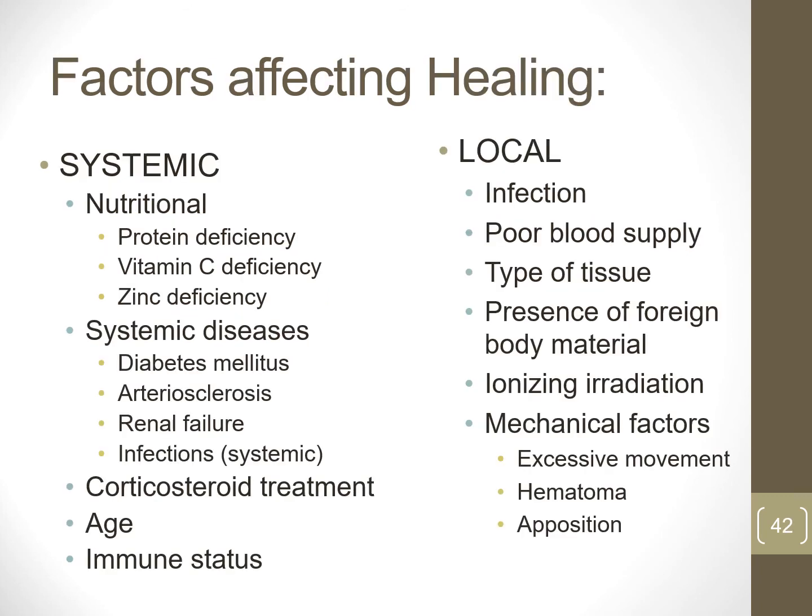We have many factors that can affect the healing of wounds. They can be systemic and they can be local. Now, the systemic factors include nutritional, systemic diseases, and other factors. For nutritional, when we have protein deficiency, this will result in delayed healing. Vitamin C deficiency, which as we said is important for collagen synthesis and structure, will also affect the healing. Zinc deficiency, which is important for metalloproteinases and remodeling of the scar. Systemic diseases like diabetes, arteriosclerosis, renal failure, and also infections, which are systemic.